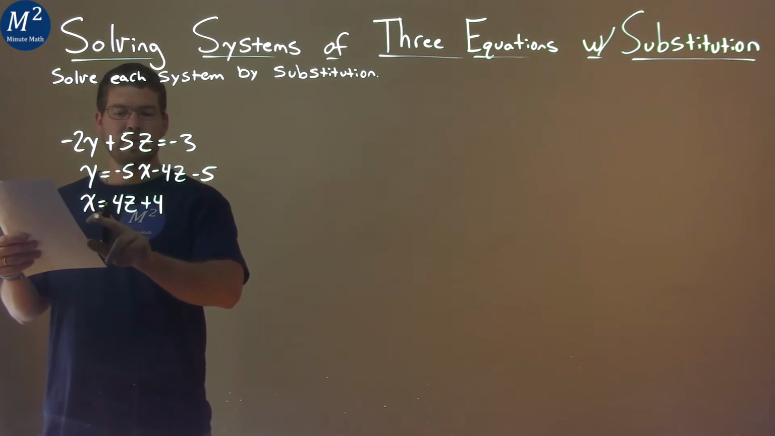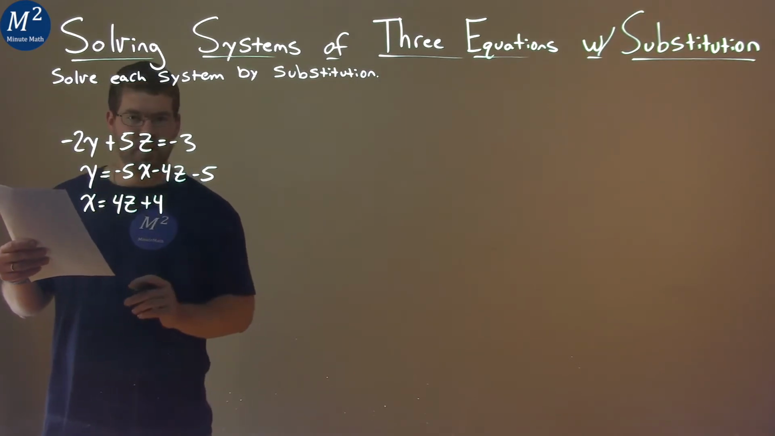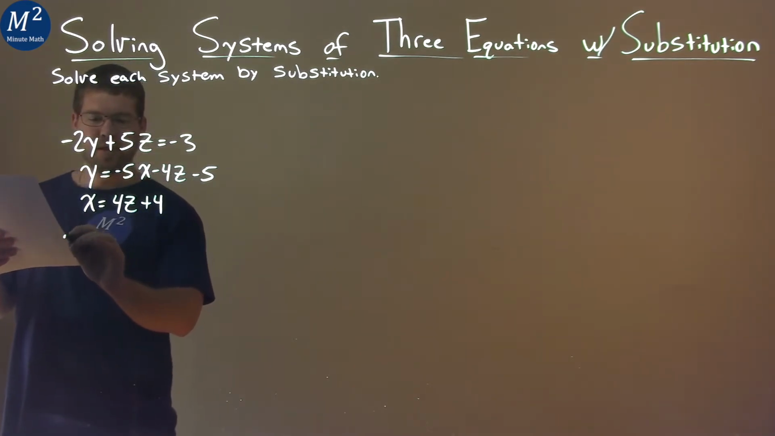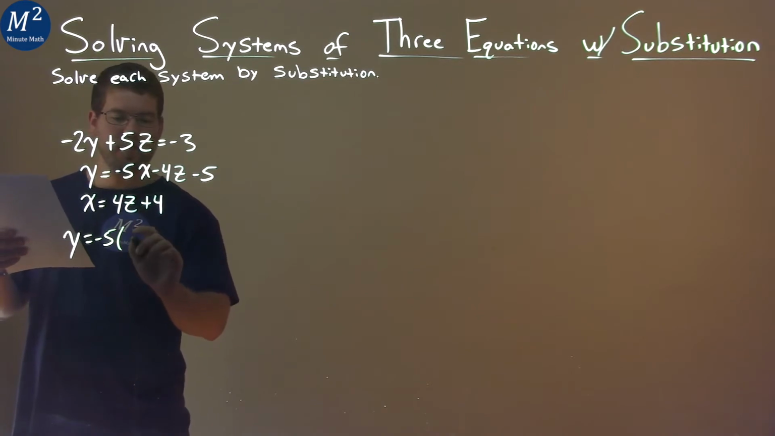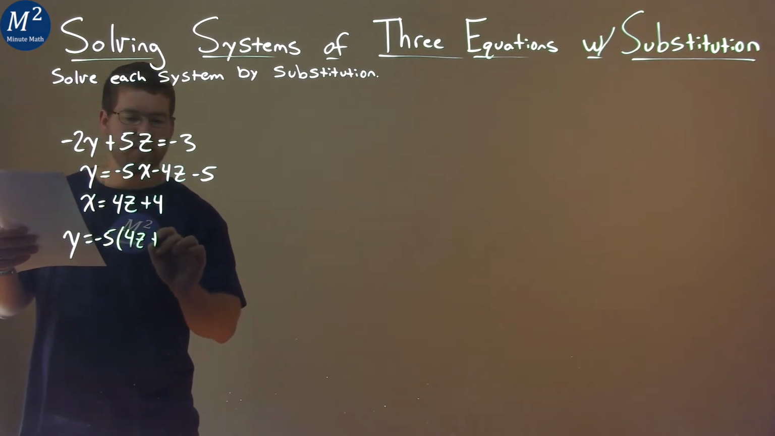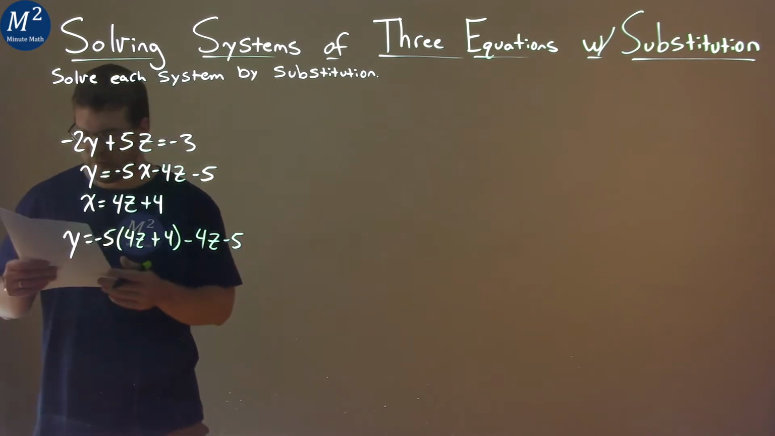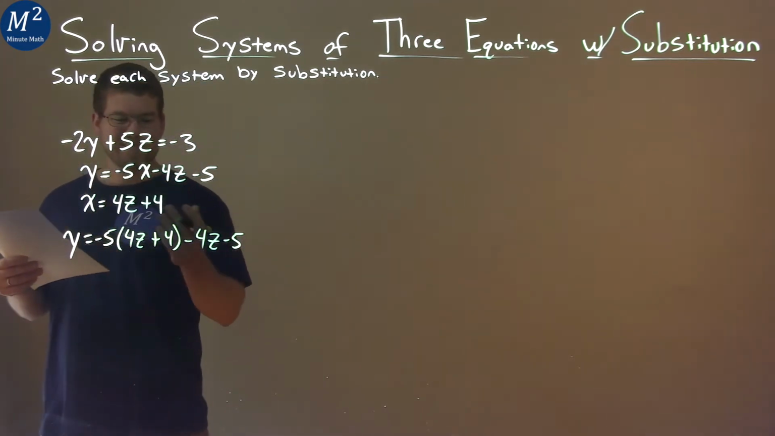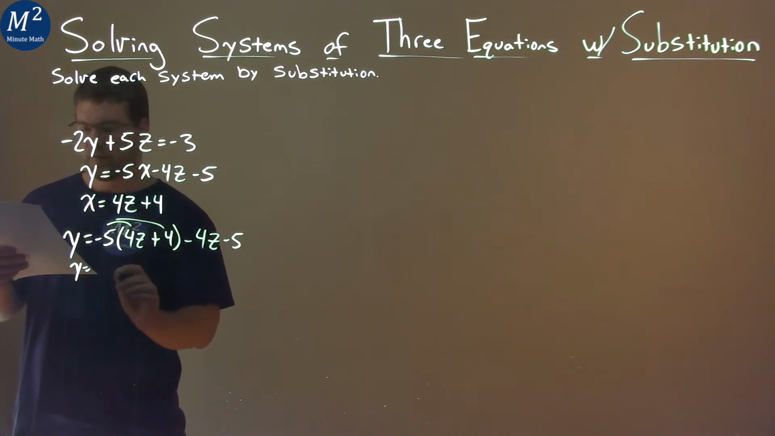I'm going to plug this x value, 4z plus 4, into this one, and I have y in terms of z now. So let's do that. We take the second equation, y equals negative 5x, and instead of x, I'm putting 4z plus 4. Then we have minus 4z minus 5. Then from there, we're going to simplify this, combine the like terms, and y equals, well, distribute the negative 5.